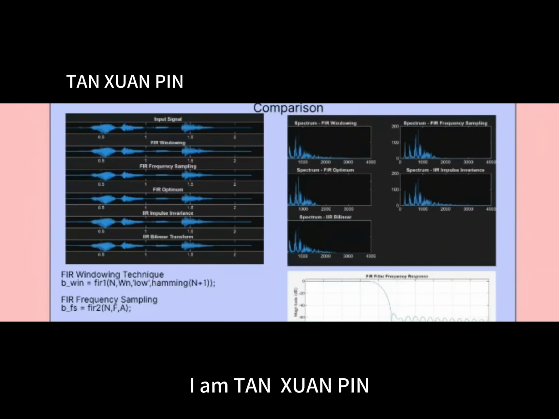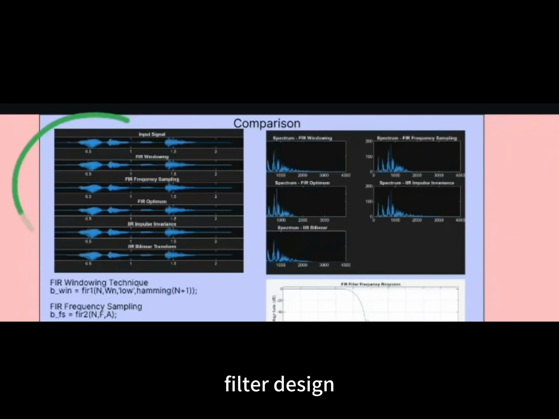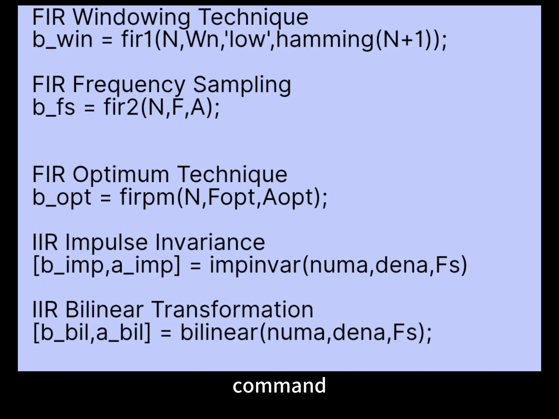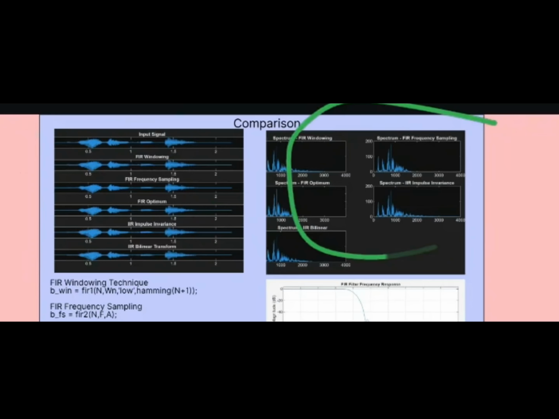I'm Shenping, and I will be presenting the comparison of our 5 implemented filter designs. On the left, you can see the time domain waveform comparing the raw input signal to our 5 filter outputs. We implemented 3 FIR techniques using MATLAB: windowing with the FIR1 command, frequency sampling with FIR2, and the optimum technique. We also implemented 2 IIR techniques: IIR impulse invariance and IIR bilinear transformation.